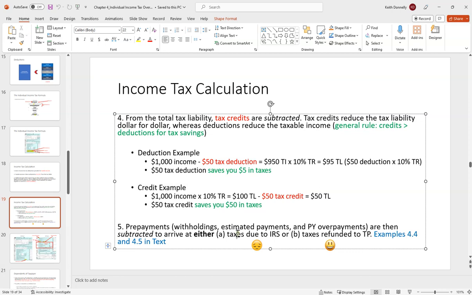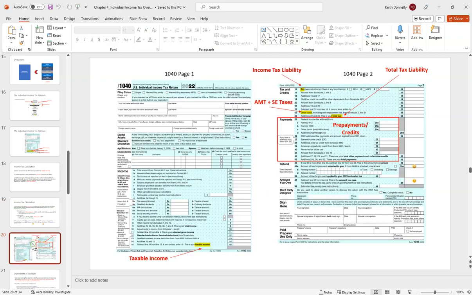Again, at the end of the day, where do you ultimately land? Well, the idea with this is if you owe taxes, that's kind of the frowny. If you get a refund, that's kind of the smiley, right? But we said it probably should be frowny, frowny, right? You want to break even. This is just showing you those prepayments and things like that. Let's look at a couple quick examples here.